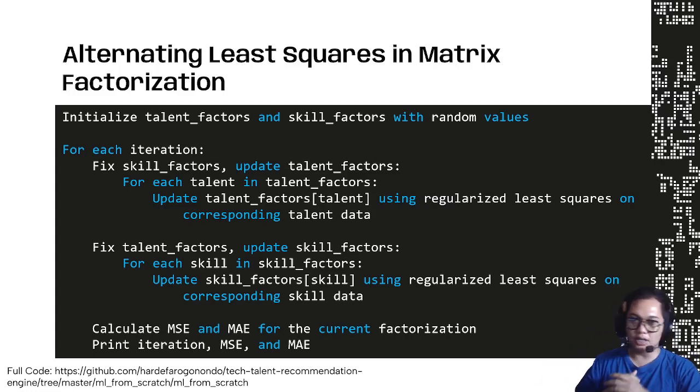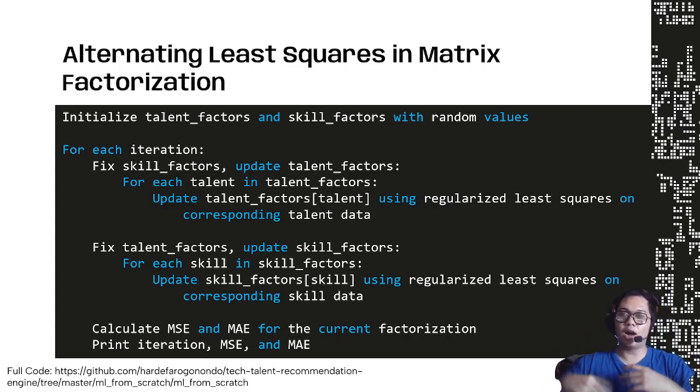And the second one is, for the talent factors, we update the skill factors. For each skill in skill factors, we update the skill factors per skill using the regularized least squares on the corresponding skill data. After both of these loops, we calculate the MSE and MAE for the current factorization and print the iteration, and we will see the MSE and MAE of how our model works per training. And there is the link for my code on my GitHub.